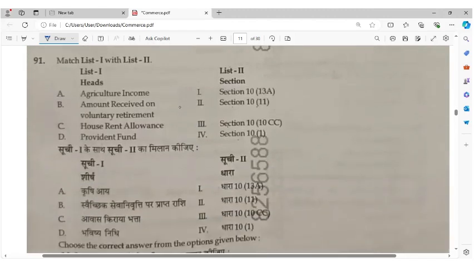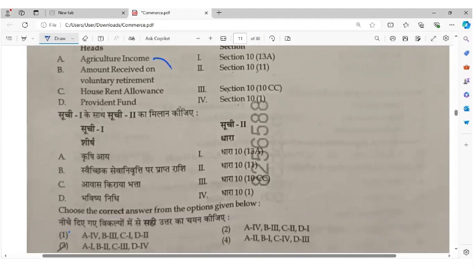Now question number 91 is about agriculture income. This is really simple. We have already discussed this and the deductions in MCQs also, and the short trick we had already discussed in our lectures. I hope you will not get confused in this kind of question. Agriculture income is related to section 10(1), and house rent allowance, HRA, is 10(13A); I gave the example of the R Madhavan movie, 13B. If you match these two, you can easily get your answer, that is only option A having C1. You know that amount received on voluntary retirement is 10(10C). And provident fund is related to section 11. So option A is correct over here.